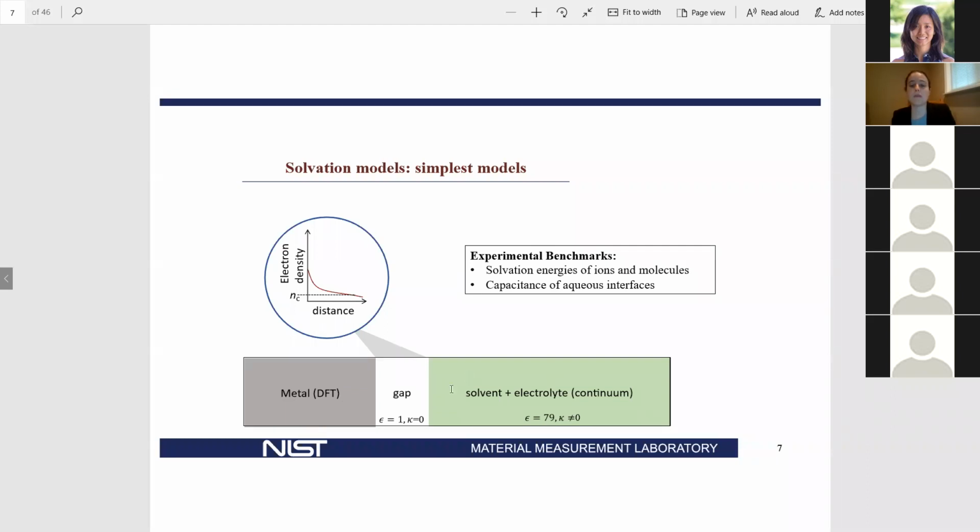This continuum model generally uses a dielectric constant, a single value. And here, for instance, this is for water. And we have an ionic screening component as well. And when we first developed these models, we benchmarked them against the solvation energies of ions and molecules, but we also needed to benchmark against the capacitance of aqueous interfaces.